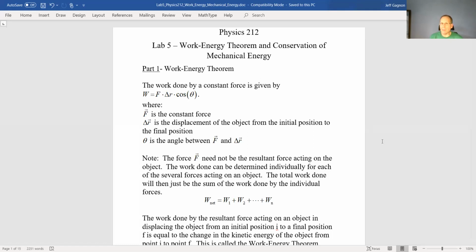This is lab 5. This lab is on the work energy theorem and conservation of mechanical energy. I want to start by giving some definitions of what work is, how to compute it, what kinetic energy is, what potential energy is. So I'm going to give you the background so that we can do this particular lab. Okay, let me go to the iPad and start with a definition of work.